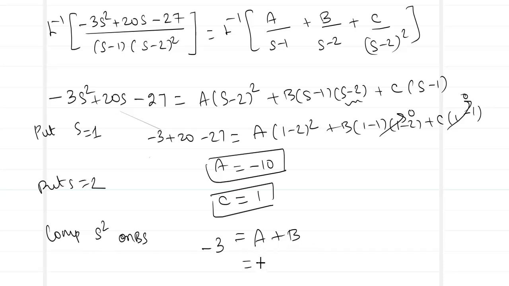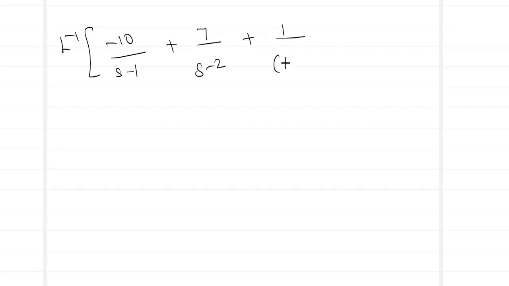Already I know that a equal to minus 10. Minus 3 plus minus 10 will be equal to b. This gives me the value of b to be equal to 7. So put it back over here. In which case, you will be left with Laplace inverse of minus 10 divided by s minus 1 plus b was 7 divided by s minus 2 and c was 1 divided by s minus 2 the whole square.